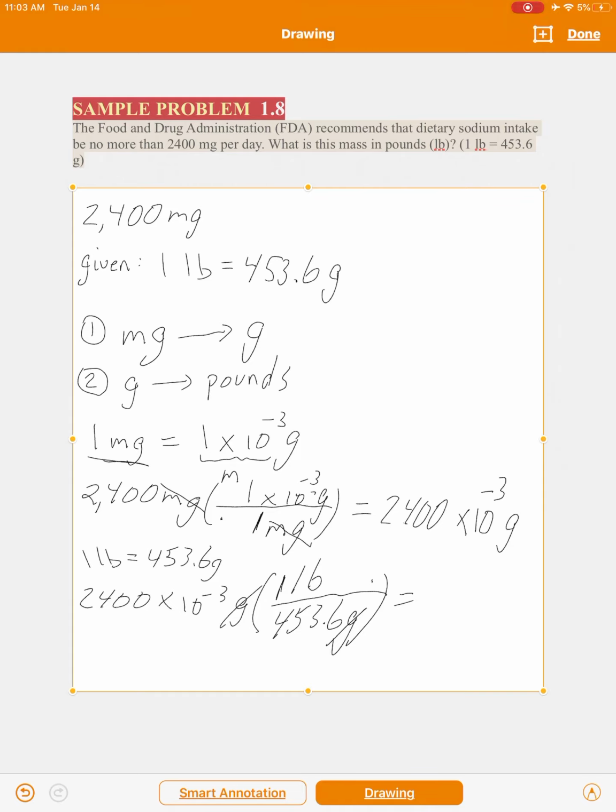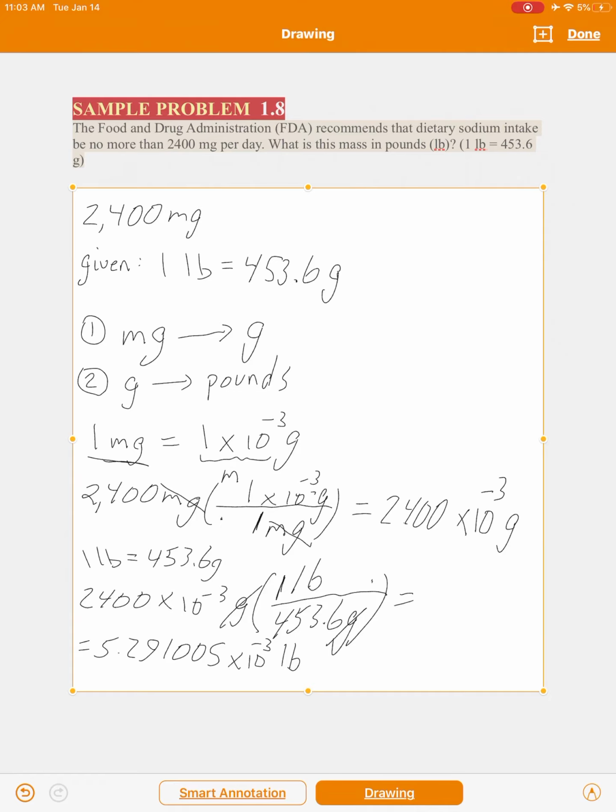So 2,400 times 10 to the minus 3 times 1 divided by 453.6, and you get 5.291 times 10 to the minus 3 pounds. So I'm going to write that over here, equals 5.291005 times 10 to the minus 3 pounds.